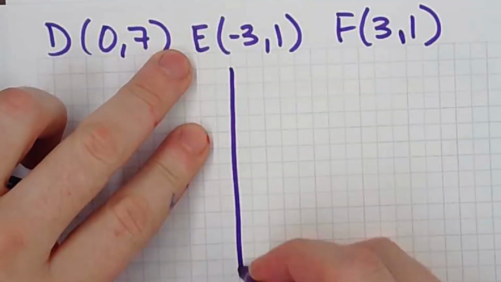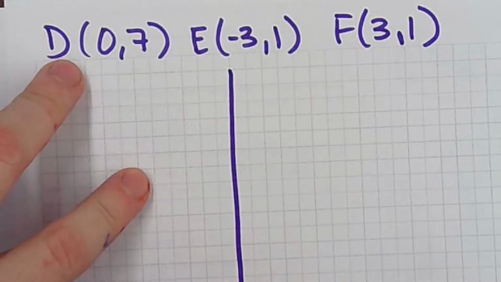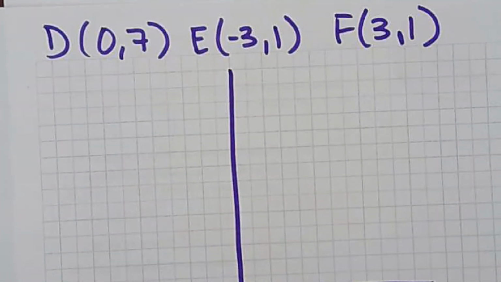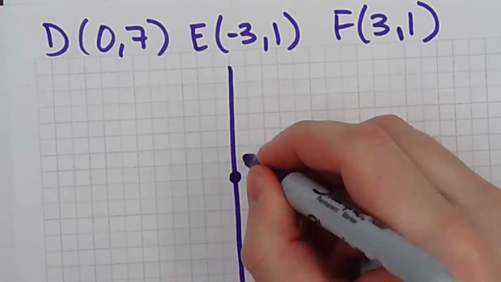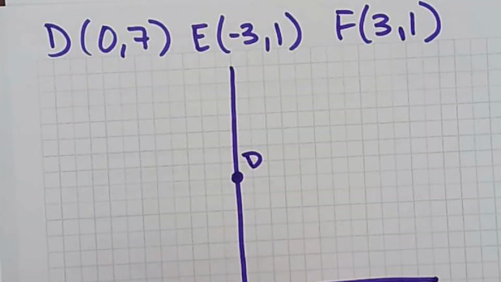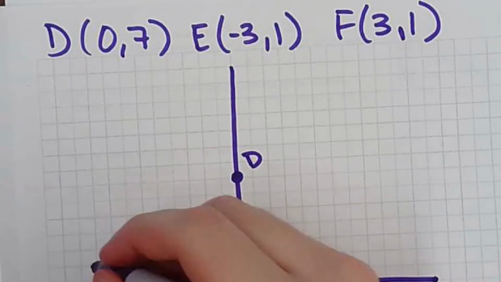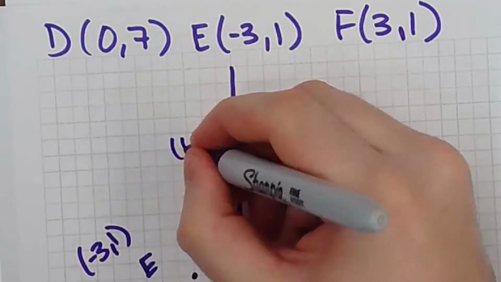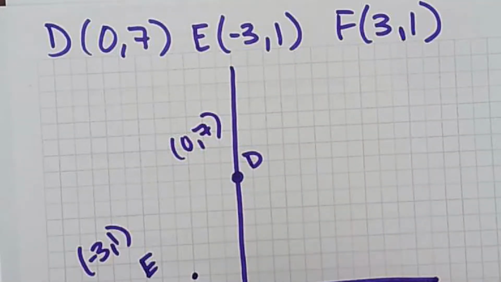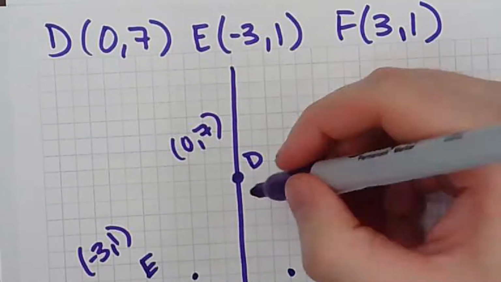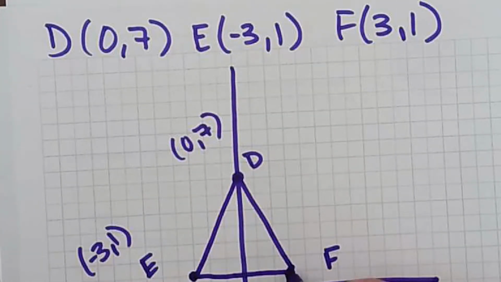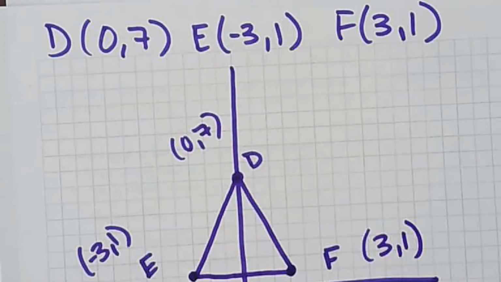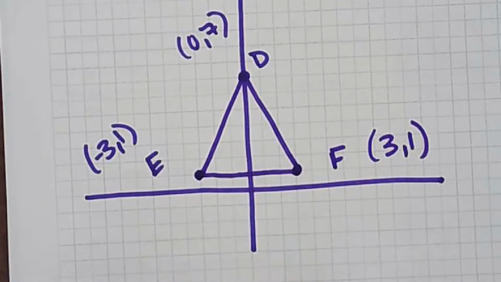So let's graph those points. I do need some negative space over here this time. So I put those points down. 0, 7 is 1, 2, 3, 4, 5, 6, 7. That's point D. E is negative 3, 1. So there's E. And I'll write those so we can see them. And then I've got 3, 1 for F. If I connect those up nicely, I've got my triangle DEF. Cool, so we need to find the circumcenter.